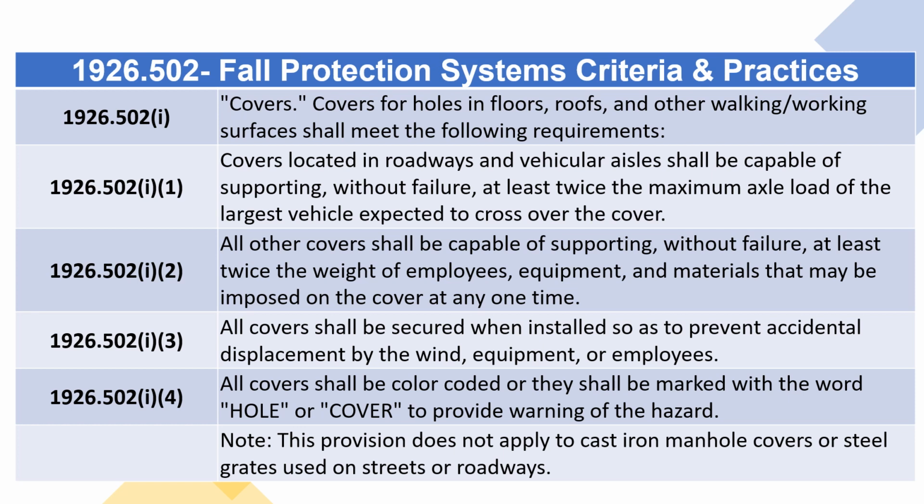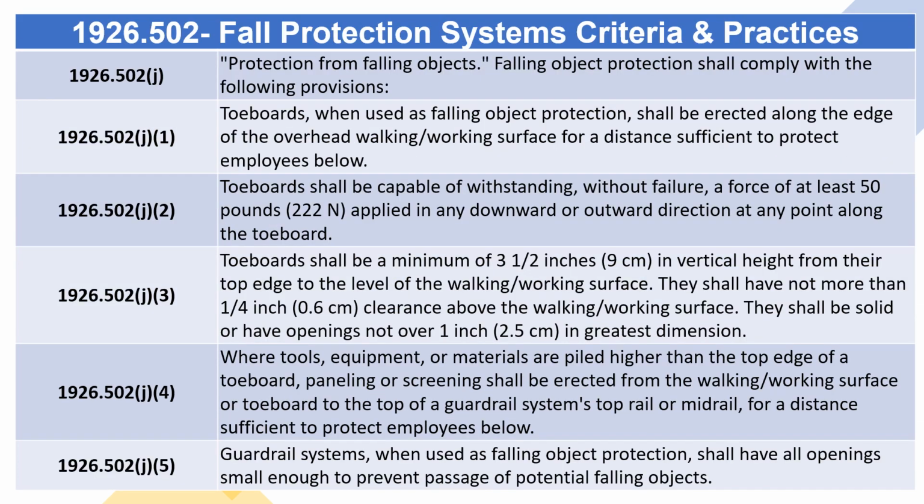All covers shall be color-coded, or they shall be marked with the word "hole" or "cover" to provide warning of the hazard. Note: this provision does not apply to cast iron manhole covers or steel grates used on streets or roadways. 1926.502 J. Protection from falling objects. Falling object protection shall comply with the following provisions.